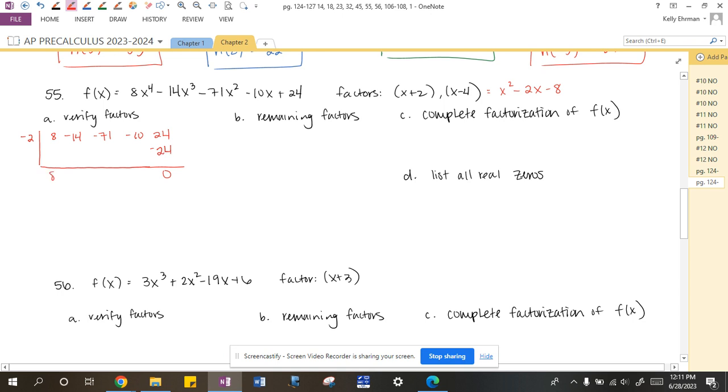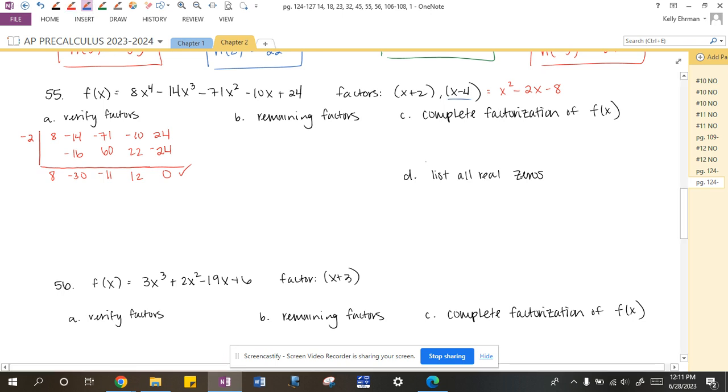So let's check this. Drop the 8, multiply, add, multiply, add, multiply, add. Yep, -2 times 12, -24. Okay, good. Now, the second round of synthetic division, this is where people mess up sometimes.